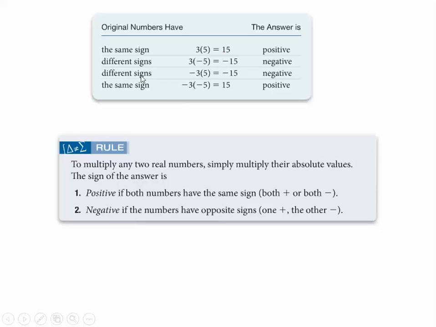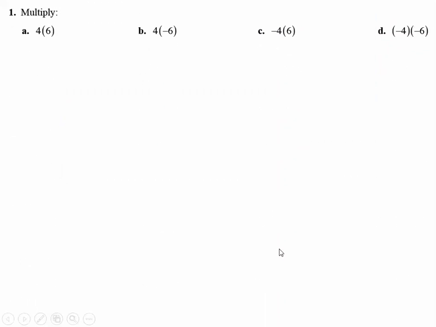If they have different signs, then they'll give you negatives. So 3 and a negative 5 gives you negative 15. Negative 3 and 5 gives you a negative 15. So here's a rule. Positive if both numbers have the same sign. Negative if the numbers have opposite signs. That's probably the easiest rule I found. All right, these problems are going to be pretty easy. Try them yourself first, and then we'll check our answers together.